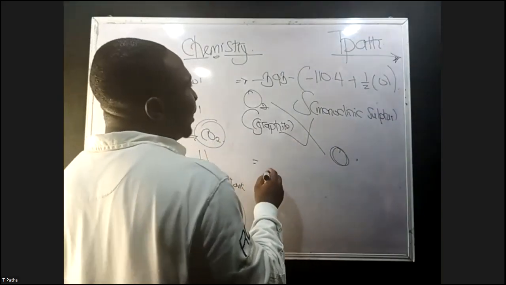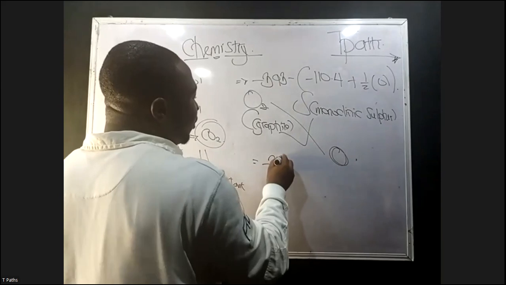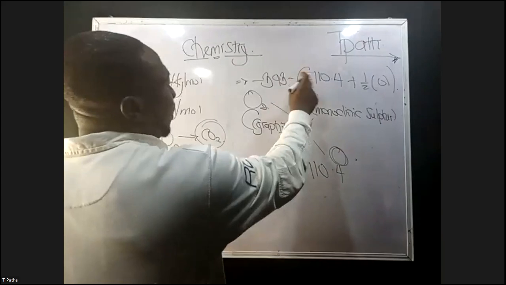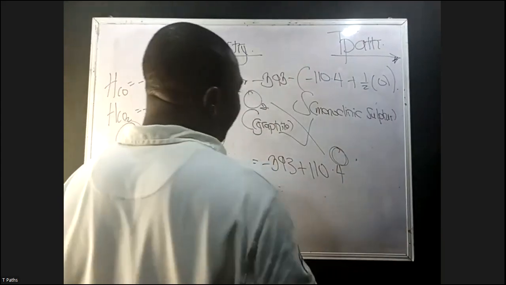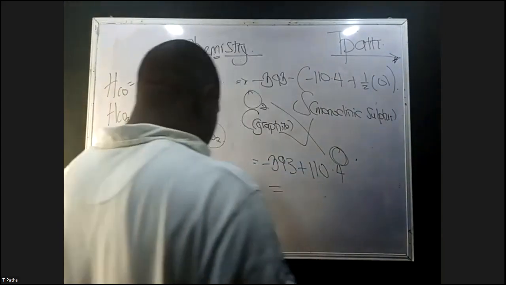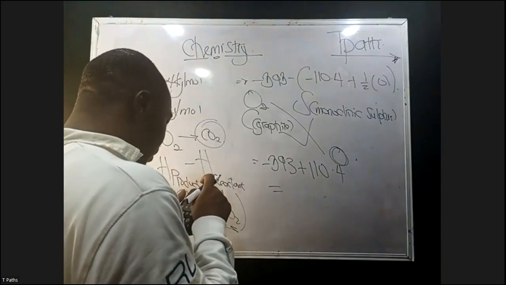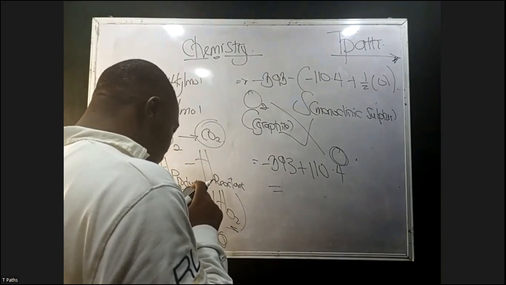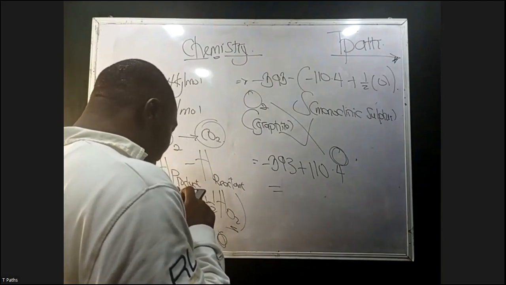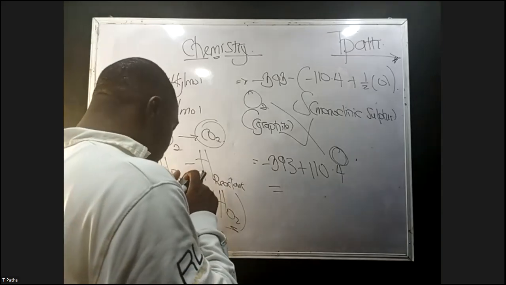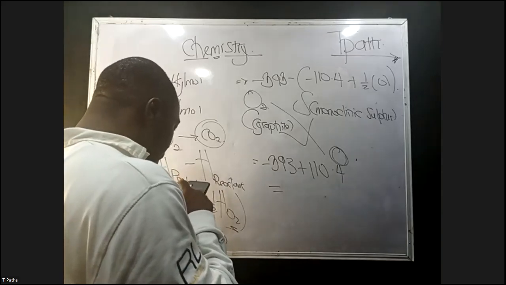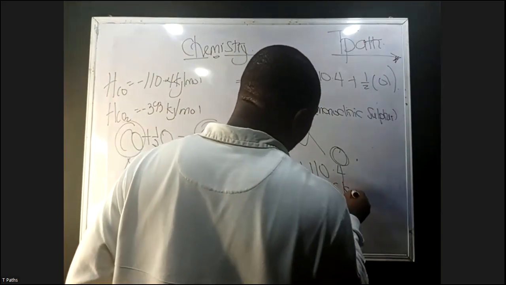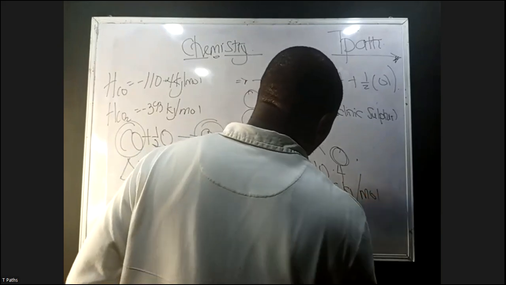So that means we can evaluate this to get minus 393 plus 110.4, since minus and minus give plus. You can easily punch your calculator for this: minus 393 plus 110.4. So this is minus 282.6 kilojoules per mole. Please note your unit.